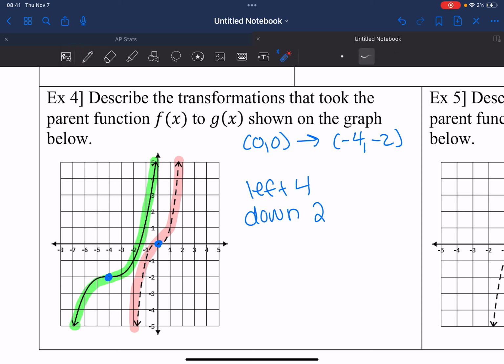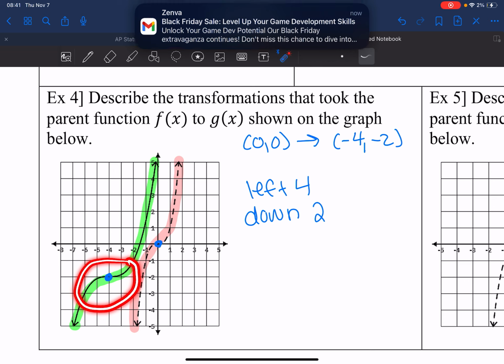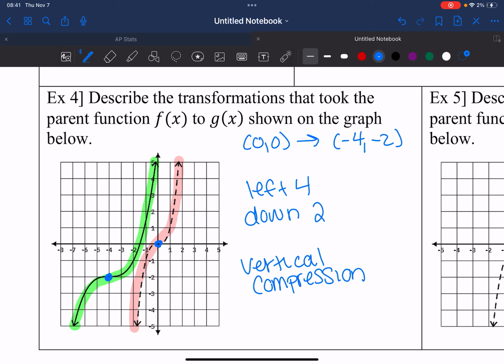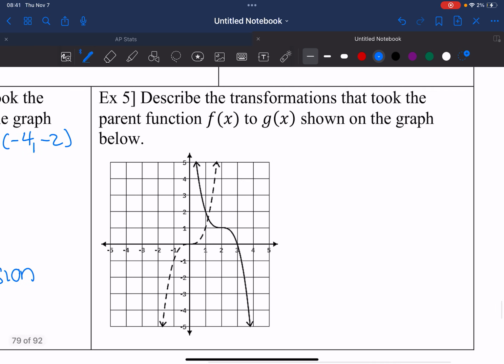But notice how this part right here looks a little tighter and compressed compared to this part that looks a little bit stretched out. Because of that, we say that this had a vertical compression. And we're not able to say by what, because we're not given any other data besides just looking at our graphs.